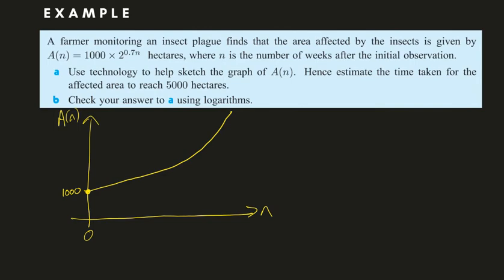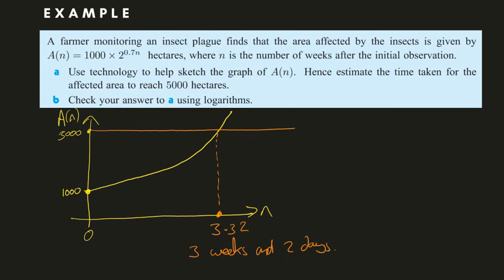Hence, estimate the time taken for the affected area to reach 5,000 hectares. Well, again, what we would do here is we would draw another line at 5,000 on our calculators, something like that, and we would find the intersection point, and the x-coordinate of that intersection point is going to give us our answer. That is about 3.32. I can convert that into weeks and days. Maybe we say it is 3 weeks and 2 days.